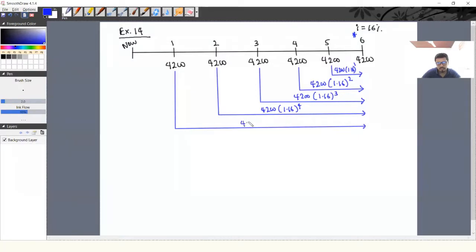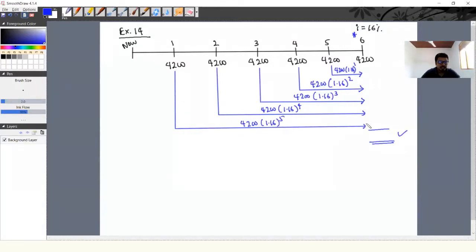At the end of this one, 1.16 to the power 5. After 5 years, this 4200 is worth about this value. Right? 1, 2, 3, 4, 5. So you will have the figures here. Then this total amount should be the answer.